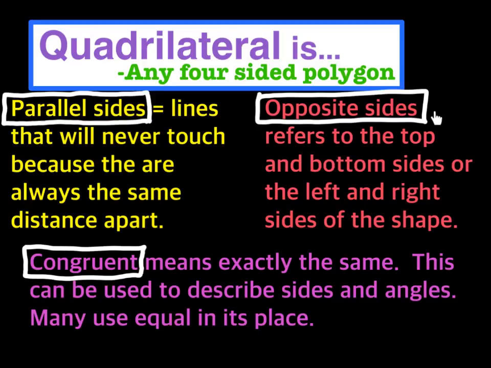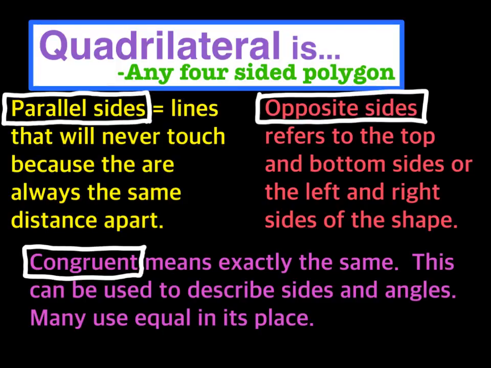Our next term is opposite sides. This refers to the top and bottom sides or the left and right sides of the shape. It's kind of a simple way to explain it, but if you look up here in this box, this left side is opposite of the right side. This side, the bottom, is opposite of the top.